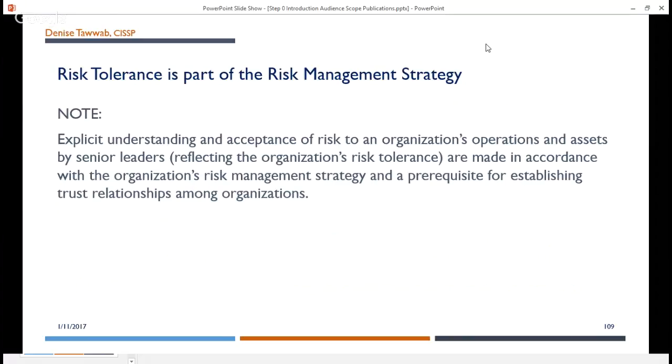Risk tolerance is part of the risk management strategy. Note, explicit understanding and acceptance of risk to an organization's operations and assets by senior leaders, as reflected in the organization's risk tolerance, are made in accordance with the organization's risk management strategy and are a prerequisite for establishing trust relationships among organizations.